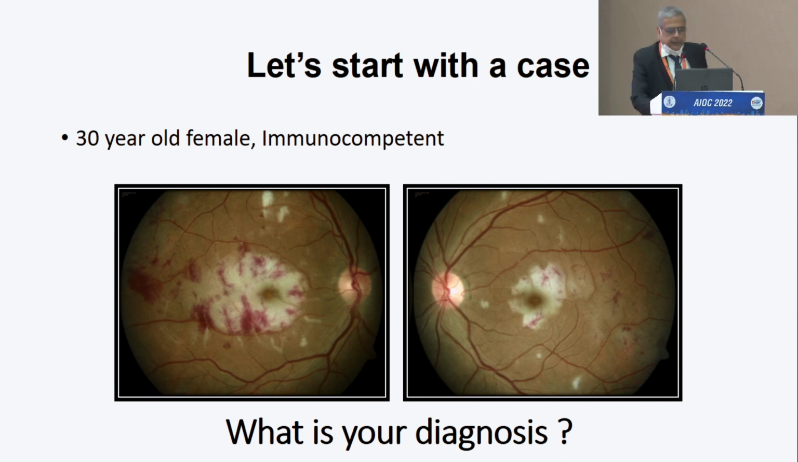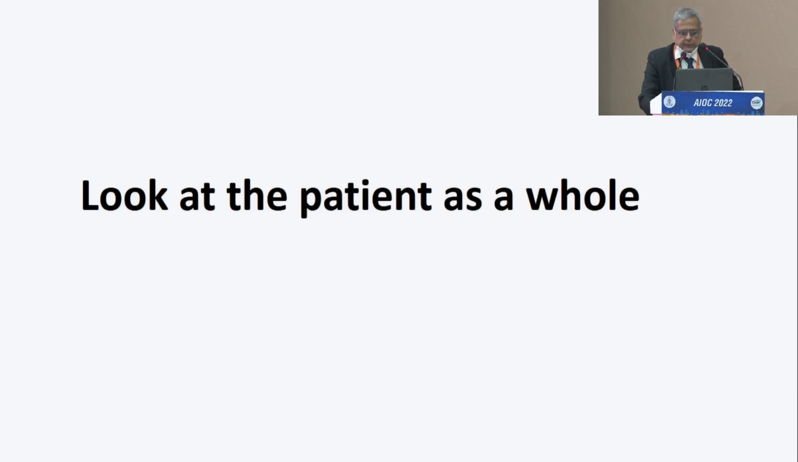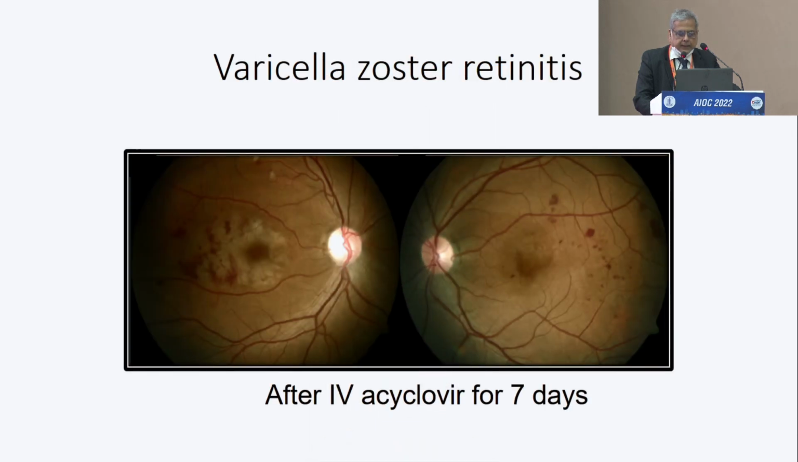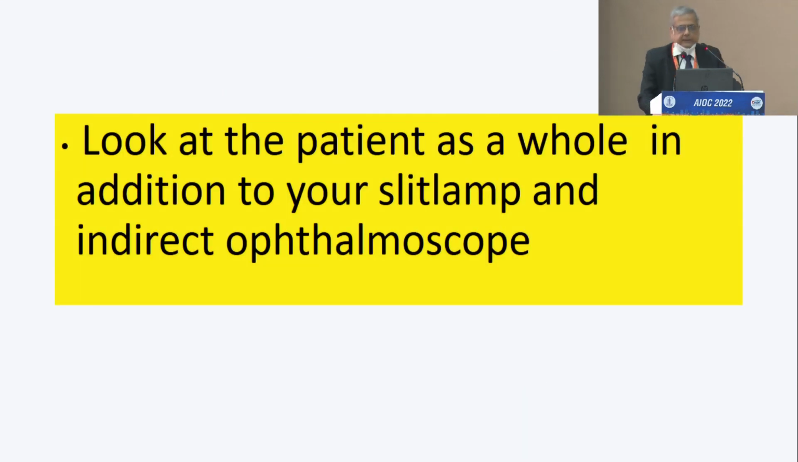So you can make a morphologic diagnosis of necrotizing retinitis, but for the etiological diagnosis, if you look carefully at the patient as a whole, you can find herpes zoster vesicles over the forehead. In fact, this patient had varicella zoster retinitis, atypical type, posterior pole, and after intravenous acyclovir therapy based on the clinical examination, the patient showed a marked resolution of inflammation. So looking at the patient as a whole, in addition to the slit lamp and indirect ophthalmoscope, is of great importance.